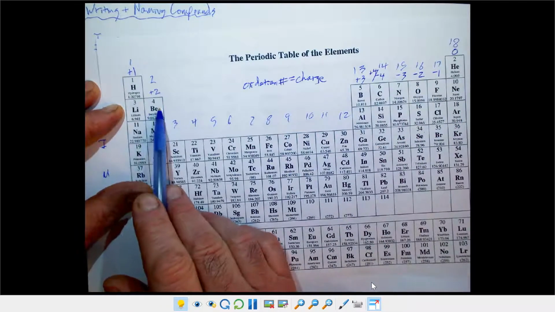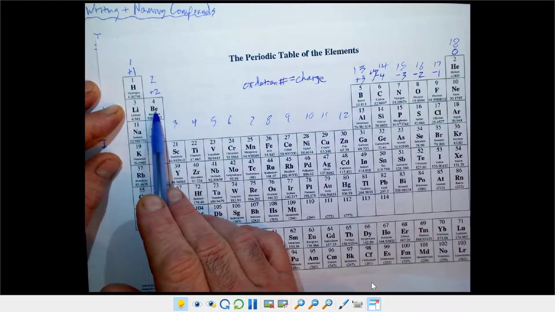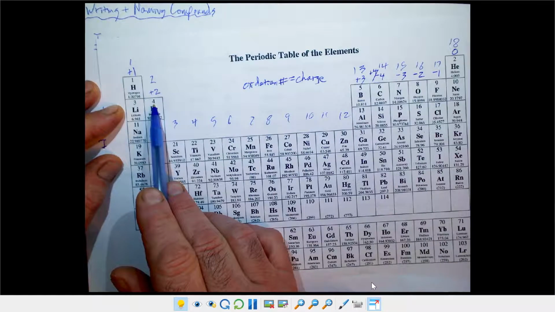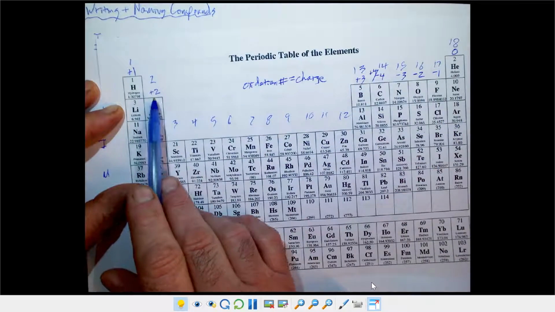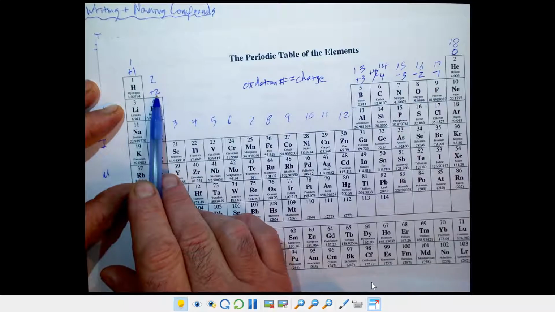What do these guys do? They lose electrons. So if you look at beryllium, it has 4 electrons around it. It wants to try and look like helium, which is 2. Well, how's it going to do that? It's going to lose 2 electrons. So it becomes +2. And the reason why it loses them is because of electronegativity.